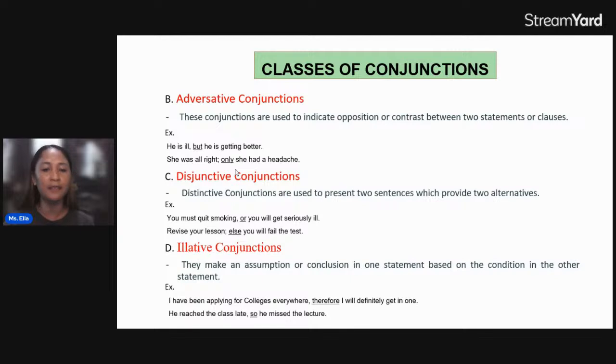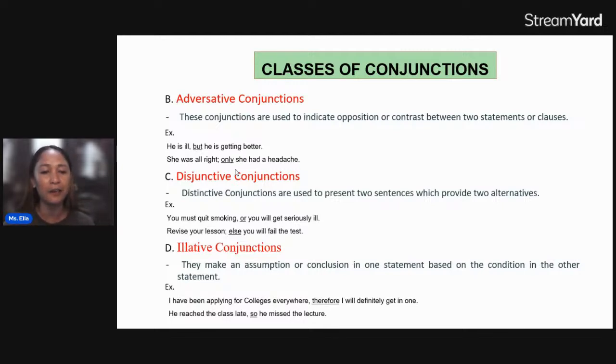Okay, example: I have been applying for colleges everywhere. Therefore, I will definitely get in one. Okay, that means you are concluding already. You are making an assumption just based on the first statement. The first statement is, I have been applying for colleges everywhere. That means you are concluding that therefore I will definitely get in one. Okay, that means you are making your conclusion.